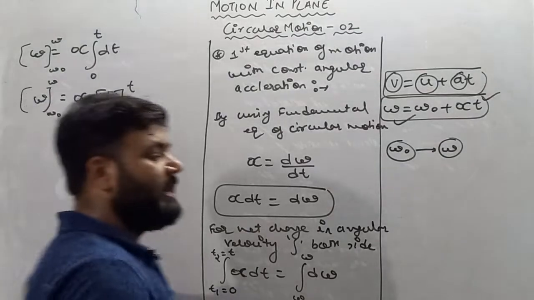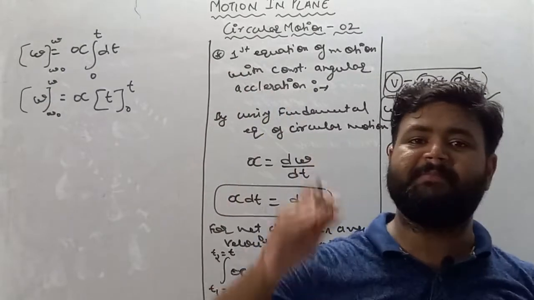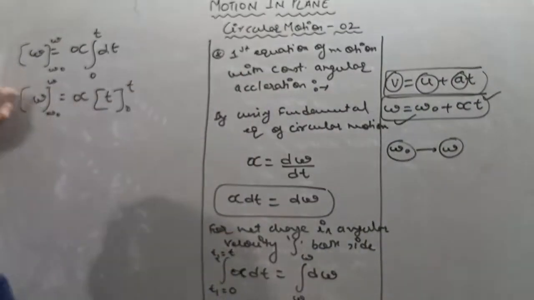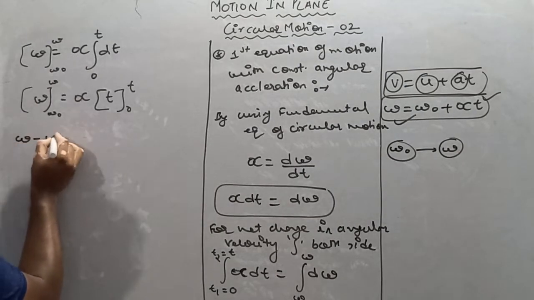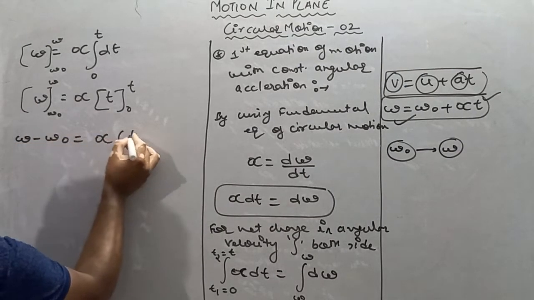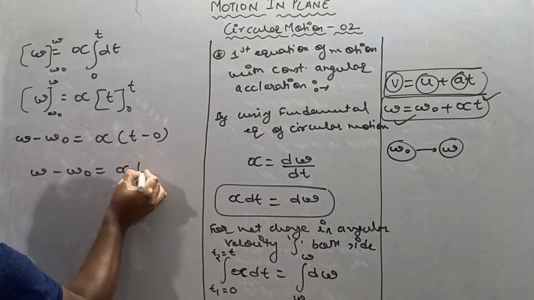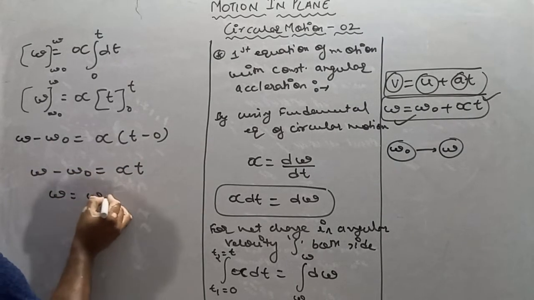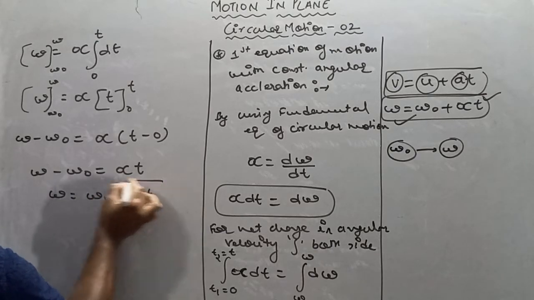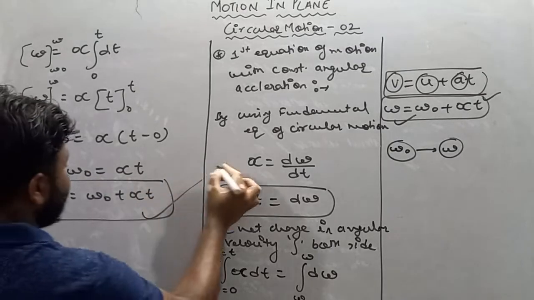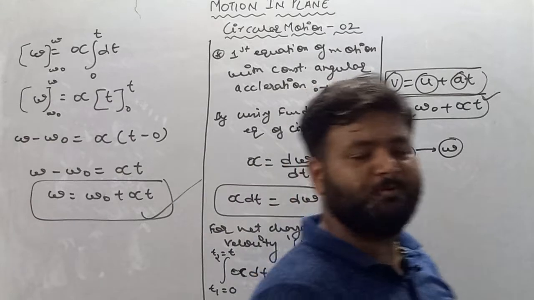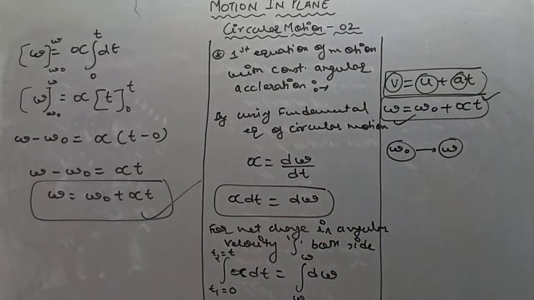Now we all know how to put the limit, upper limit minus lower limit. So omega minus omega naught equals alpha t minus 0. So omega minus omega naught equals alpha t. So omega equals omega naught plus alpha t. This is our first equation of motion in circular track, first equation of circular motion with constant angular acceleration.